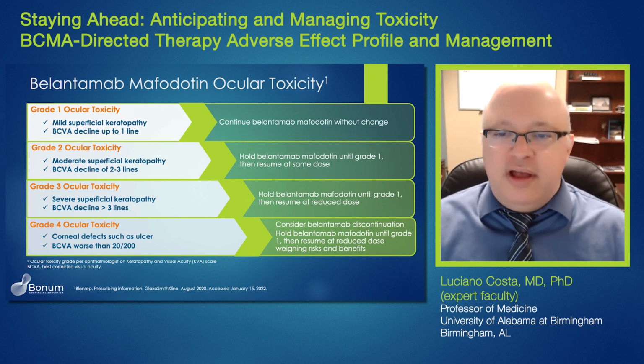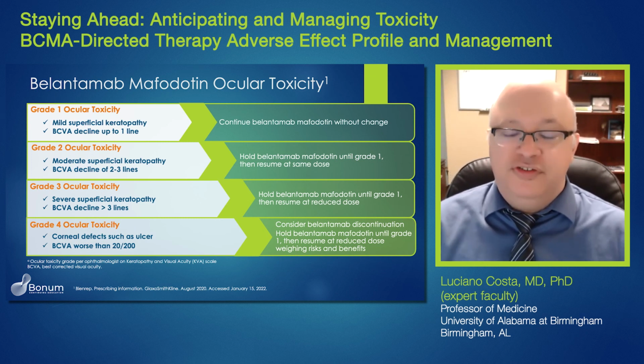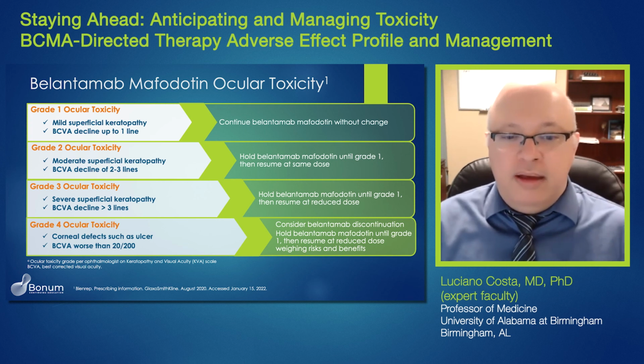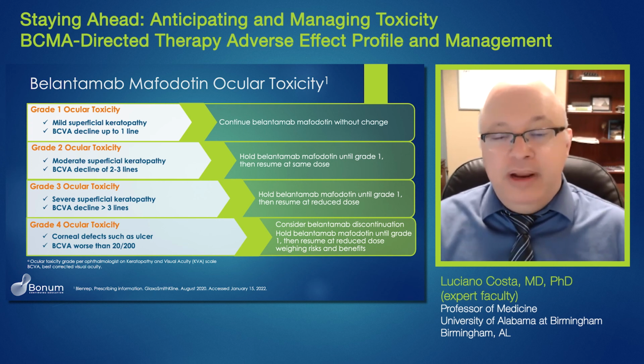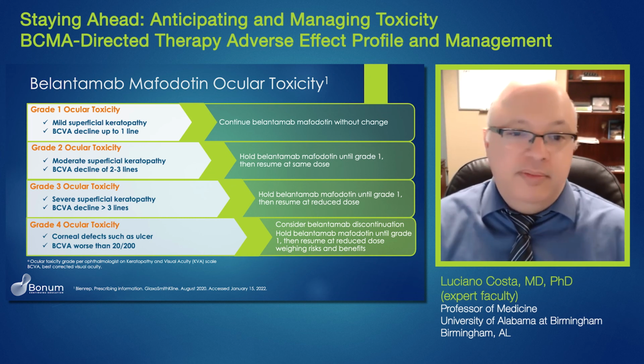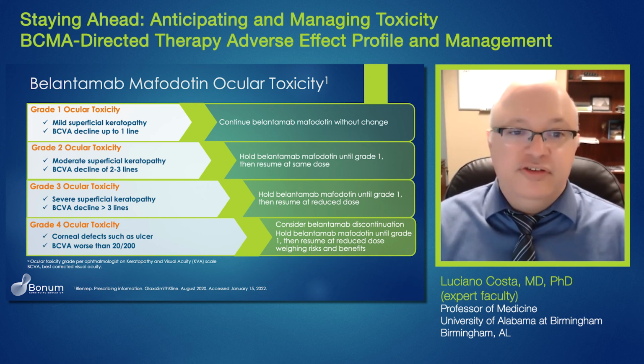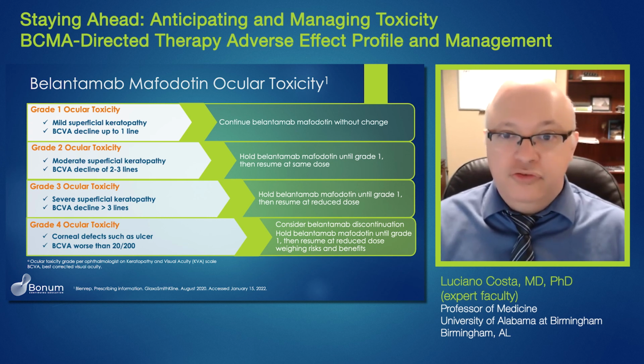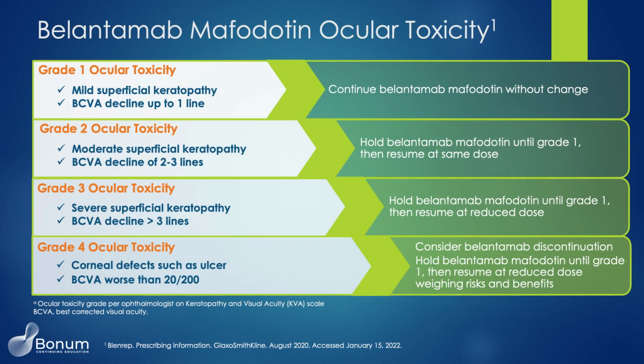And there is a scale for ocular toxicity. I have to confess, before being involved with belantamab mafodotin, I really never knew about it or really cared about it because it's not part of what we do as hematologists, oncologists. But then we all had to get used to keratopathy and ocular toxicity grading. So grade 1 is mild superficial keratopathy, something that the ophthalmologist can see and is often asymptomatic. And the best corrected visual acuity declines by up to 1 line. And the recommendation in those cases is to continue the agent without any change in therapy. Those changes are considered minor.